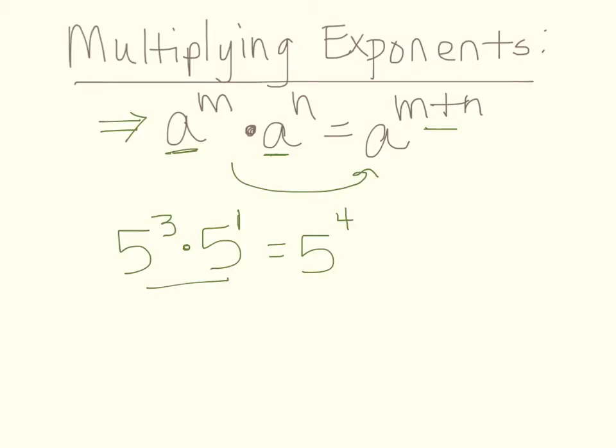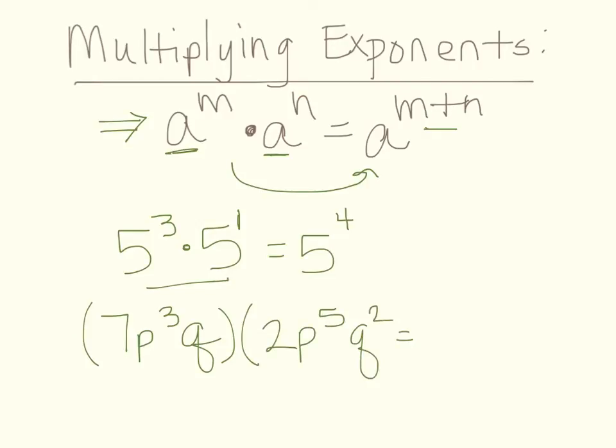Let's do it with variables. Let's say I gave you 7 p cubed q times 2 p to the fifth q squared. If I was multiplying these two monomials, the first thing I'd want to do is put numbers with numbers and p's with p's and q's with q's. So the 7 and the 2 aren't like bases. They're not like bases up here like the 5. So I just multiply them like normal. So 7 times 2 is 14.